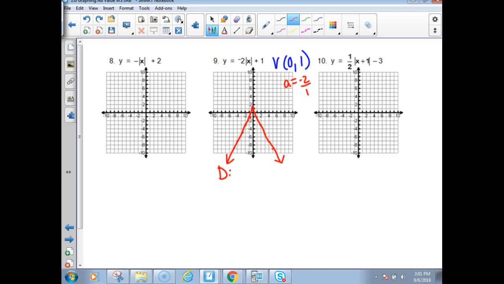The domain is still negative infinity to infinity. The range is negative infinity up to, what do we stop at? A y of 1. Inclusive.